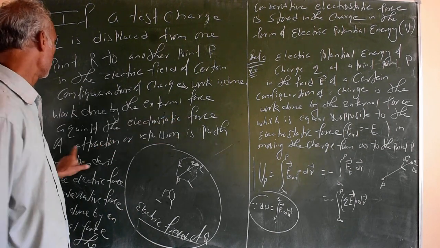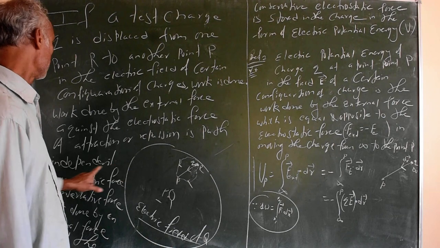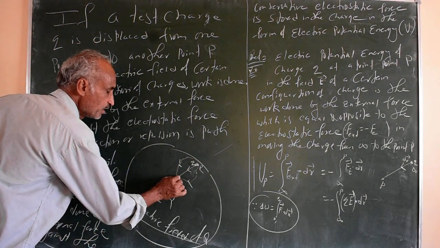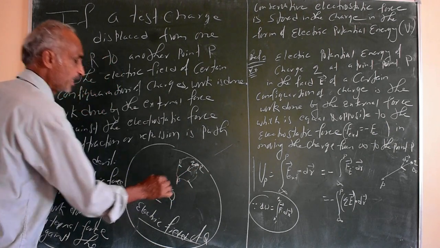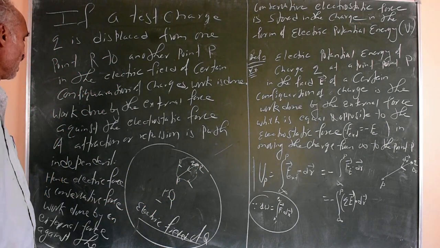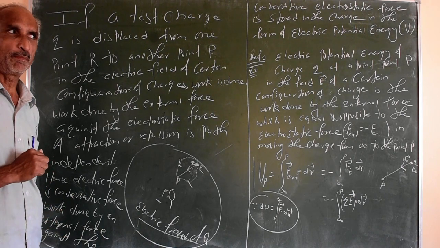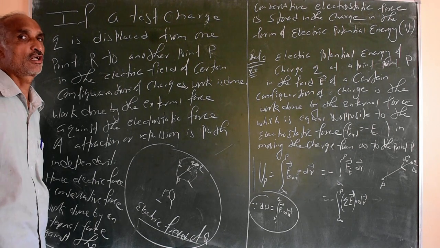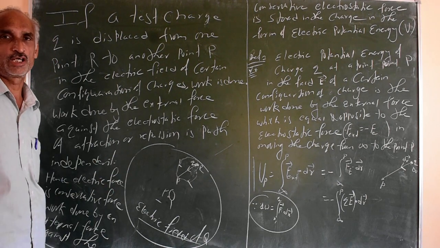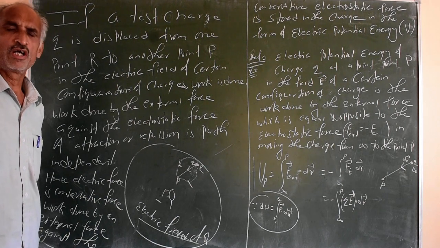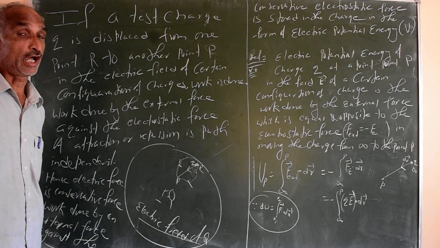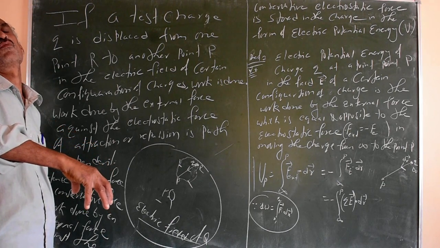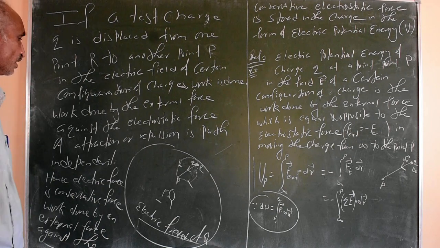The electrostatic force of attraction or repulsion is path independent. This work done is path independent. Whether the charge is displaced along this path or along the straight line path, the work done will be the same. The work done is path independent, then the force involved in that case, not the external force but the already existing electrostatic force, is called the conservative force. The work done against the conservative force is stored in the body in the form of electric potential, in the form of potential energy.